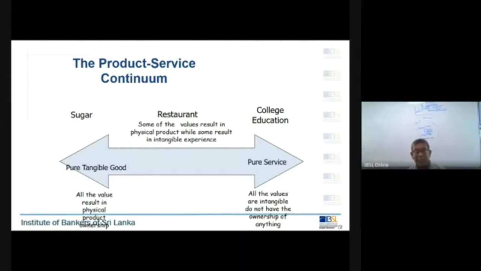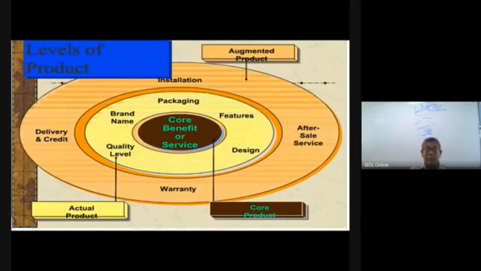Right. So I'm talking about now one element of the marketing mix. What is that? It is a product. Let me now go. We have to have a lot of things. It is in your handout. We call it levels of product.